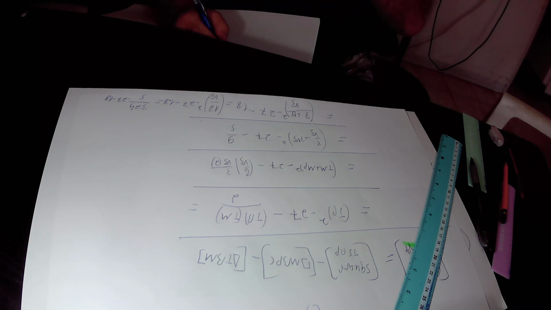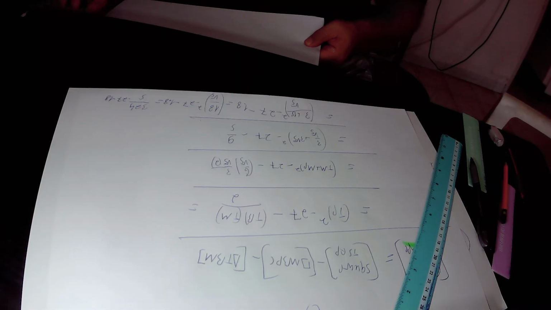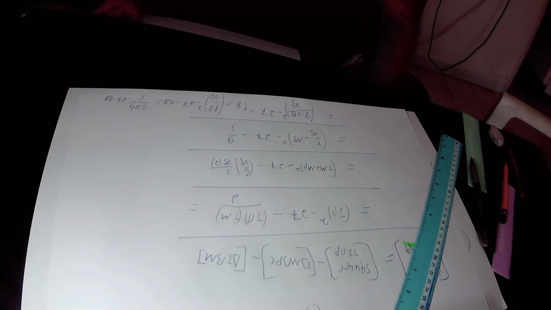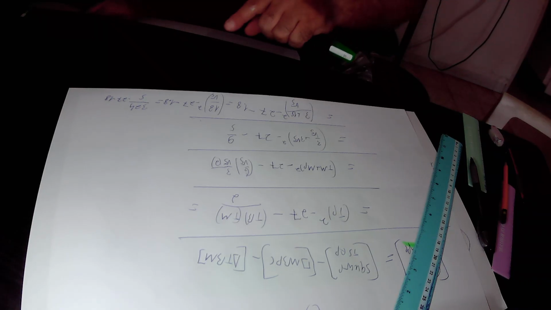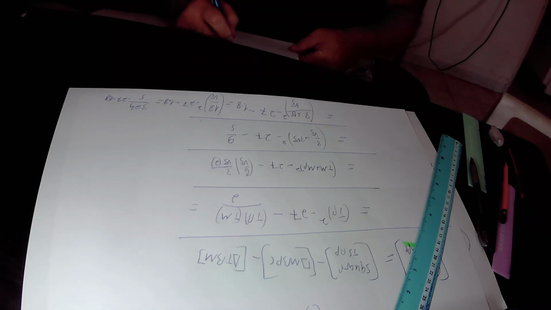324 over 5 is 64.8. So we have 64.8 minus 27 minus 1.8.